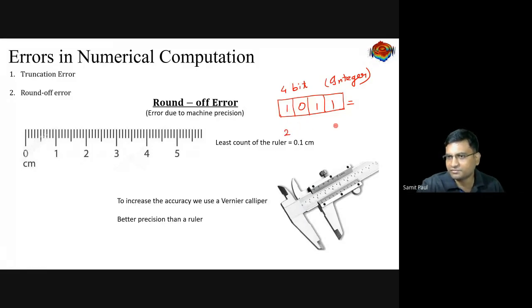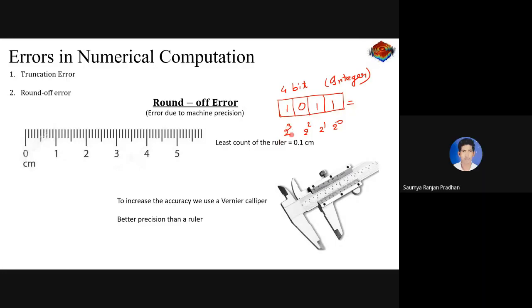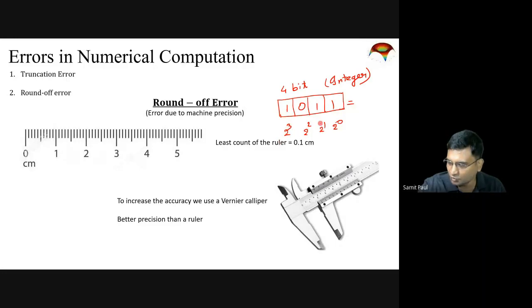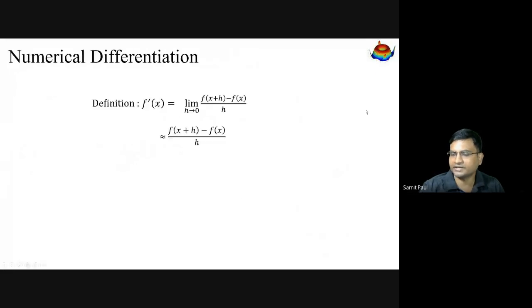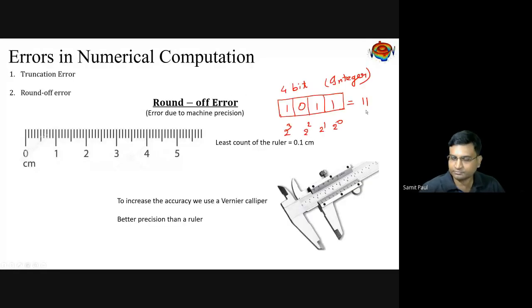2 to the power of 0, 2 to the power of 1, 2 to the power of 2, 2 to the power of 3. So this is 8. 8 plus 2 is 10, and 11. Right. So this is how a number can be stored. And then the next number will be 12.